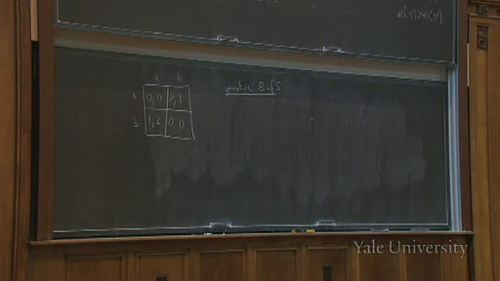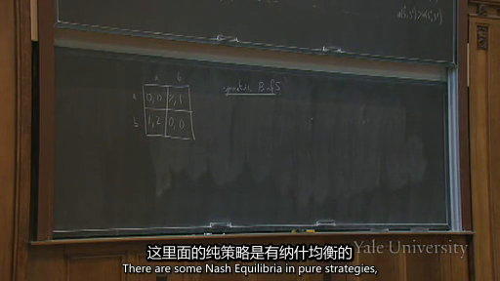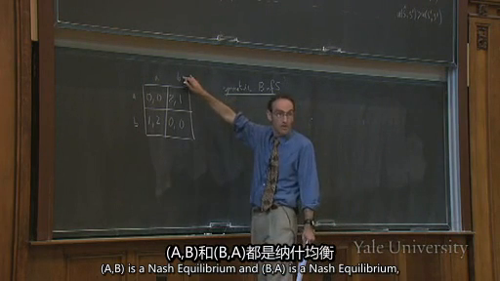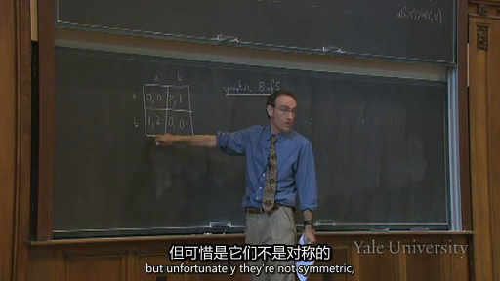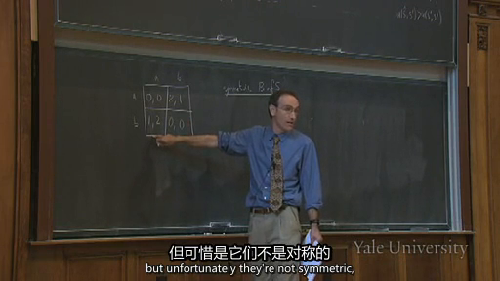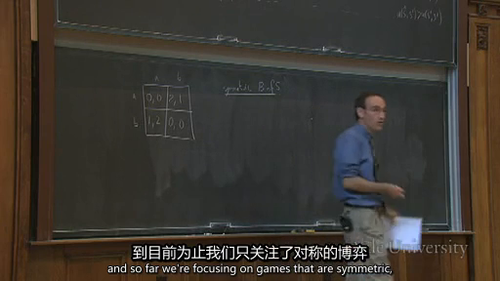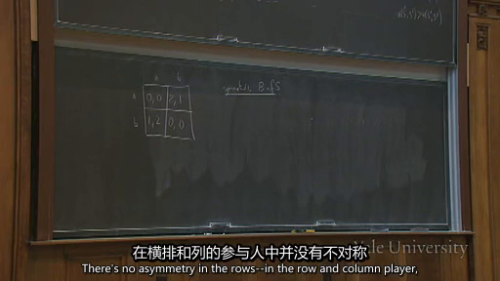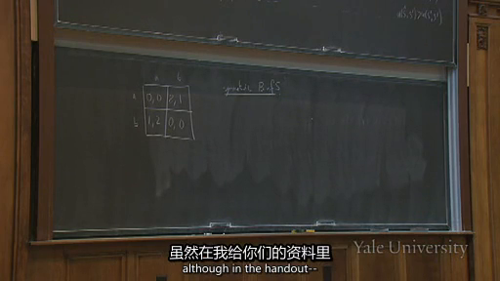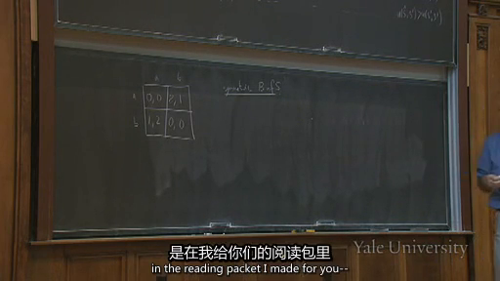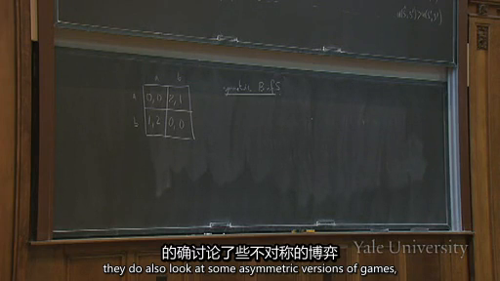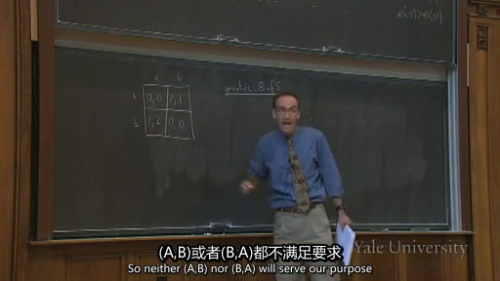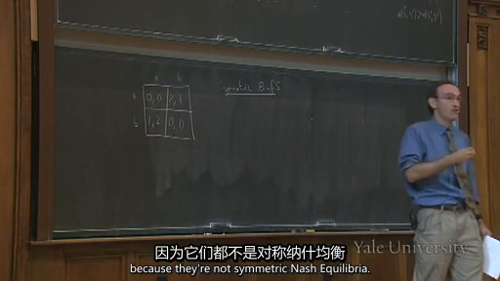Anybody? Well, there are some Nash equilibria in pure strategies. For example, AB is a Nash equilibrium, and BA is a Nash equilibrium. But unfortunately, they're not symmetric. Right? They're not symmetric. And so far, we're focusing on games that are symmetric. Right? This is random matching. There's no asymmetry in the roles of the row and column player. Although in the reading packet I made for you, they do also look at some asymmetric versions of games. But for now, we're just looking at symmetry. So neither AB nor BA will serve our purpose because they're not symmetric Nash equilibria.